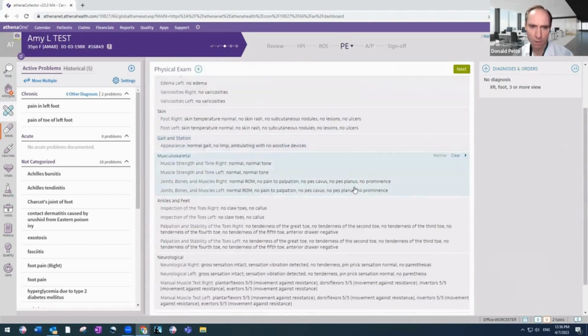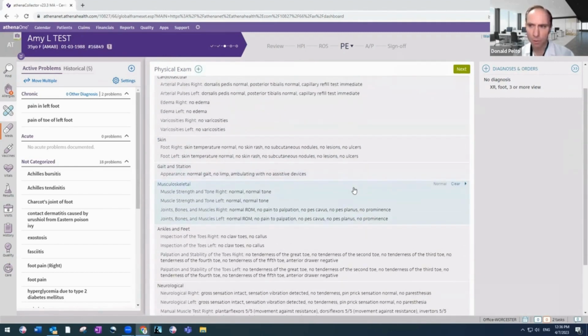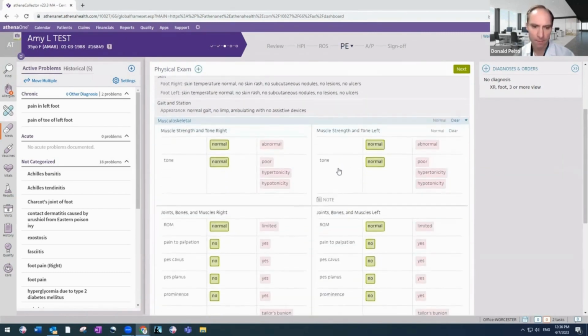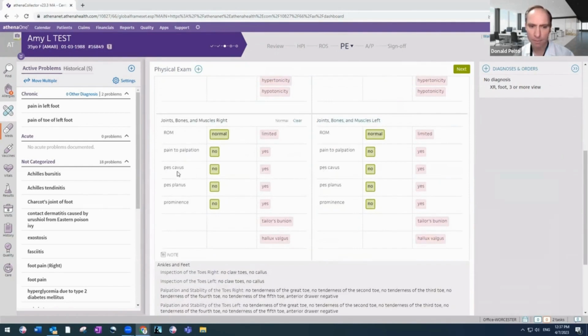This is normal findings. And when we're looking at an X-ray, we're going to specifically be looking at musculoskeletal because that's where the bony deformities show up. So for example, you might have something called pes cavus, which is a high arched foot. You may have something called pes planus, which is a low arched foot. You may have a prominence.